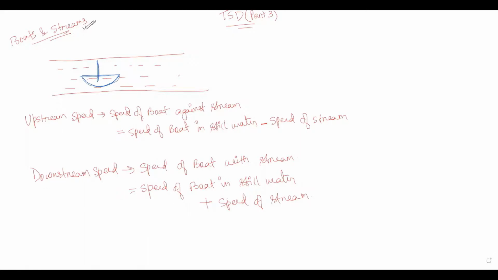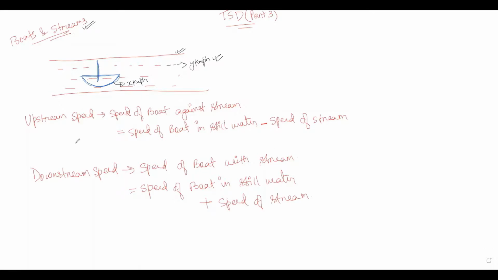So now let us see the concept of boats and stream. Suppose there is a river and there is a boat. The river will have its own stream or current. Let us assume that the river is flowing in this direction with a speed of say y kmph, and the boat is moving also in the same direction as the current, and let us assume that the speed of the boat is say x kmph. So this y is the speed of the current or the speed of stream, and this x kmph is the speed of boat.